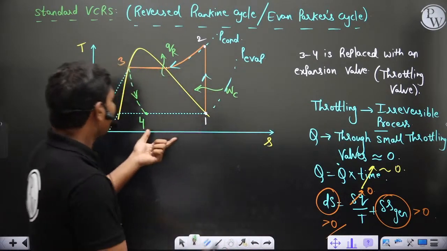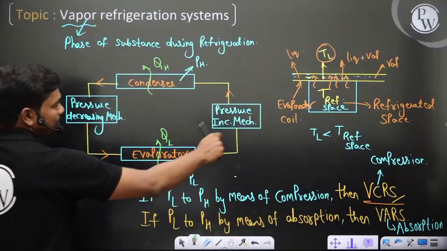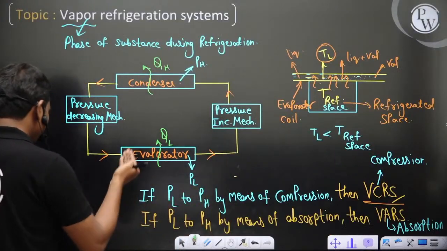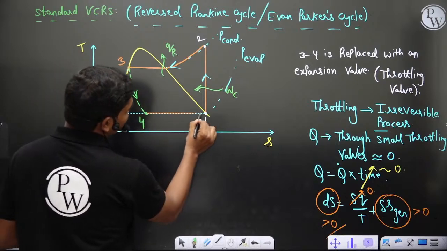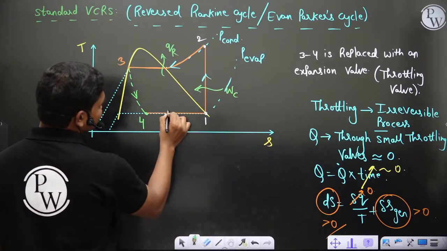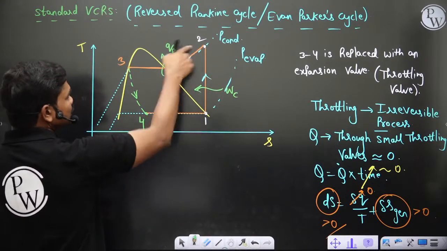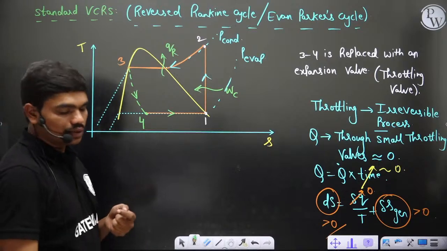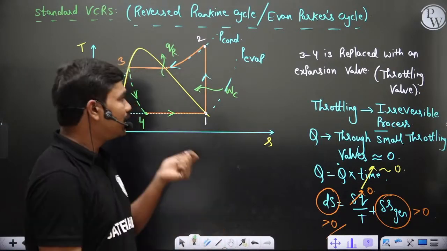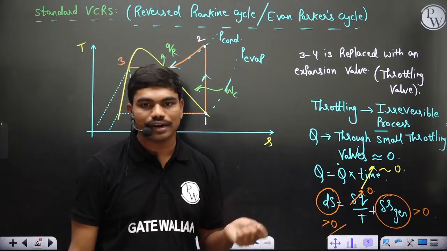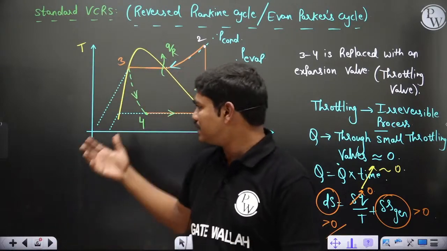Once it reaches here, the evaporator coils take heat again from the refrigerated space. Because of that heating, it goes back to this particular state. So this is the cycle: 1 to 2, 2 to 3 and 3 to 4. This is the standard VCRS, vapor compression refrigeration system cycle, that we use in our refrigerators and similar appliances. Clear to all of you? Did you all understand how we built this cycle?